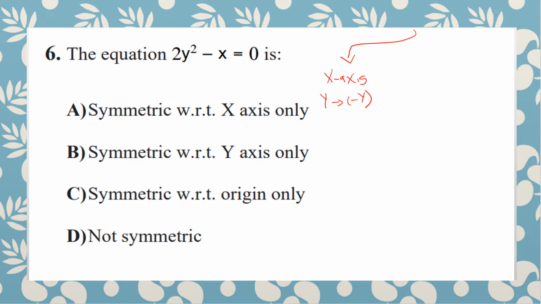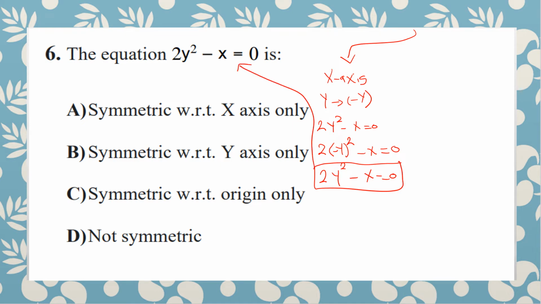The original equation is 2y squared minus x equals 0. By substituting the value of y with negative y, this would be 2 negative y squared minus x equals 0. And negative y squared equals y squared, so 2y squared minus x equals 0, and this is equivalent to the original equation, so this equation is symmetric to the x-axis.